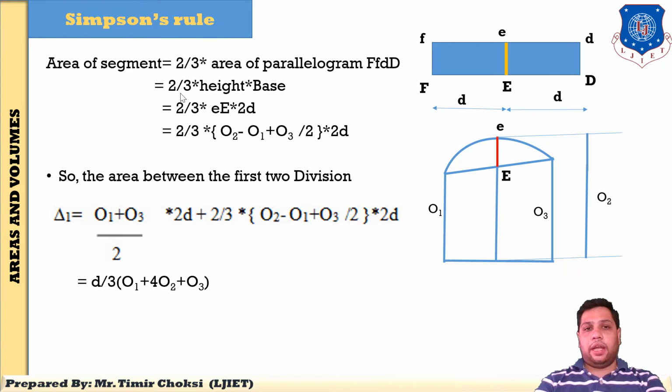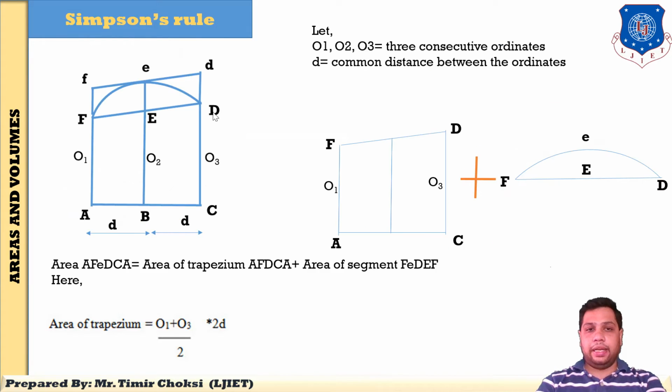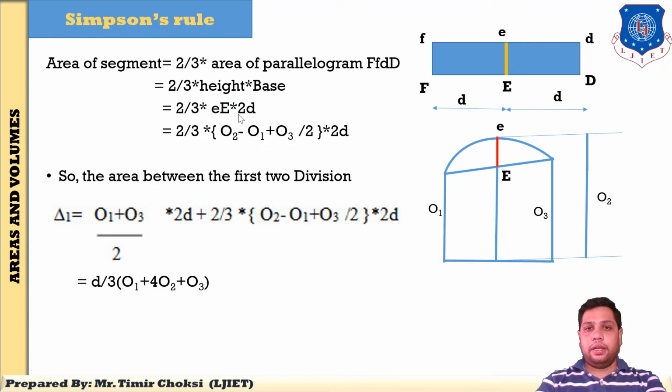Now you know that the area of the segment equals 2/3 into height into base. So here the height is small e to capital E and the base is FD. The base you already know is 2d. So directly you write 2/3, height is small e to capital E, clearly seen here, into 2d. Now only one unknown remains, the height small e to capital E.